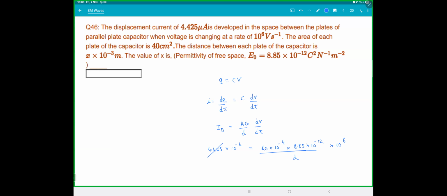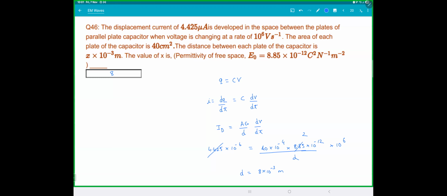I think this is 4.45, this is 2. The numbers are good. So d will be, I think it must be 8, I guess. 10 power 6, 10 power minus 12, yeah, 8 into 10 power minus 3 meters. Clear? Numbers are also good.